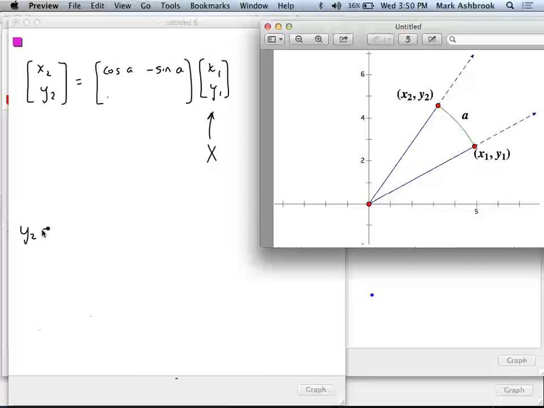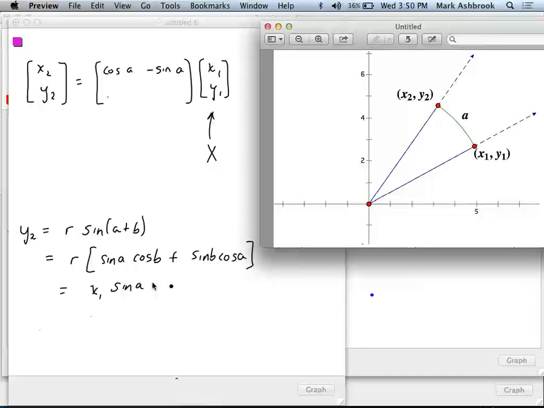Y2 was R sine A plus B. All right, what's the identity for sine A plus B? Sine A cosine B plus sine B cosine A. Oh, we did have it right, unless this website's wrong. I doubt it. Therefore, x1 sine A, right? Yeah, but we had it written Y1. So we just did that wrong when we first did it.